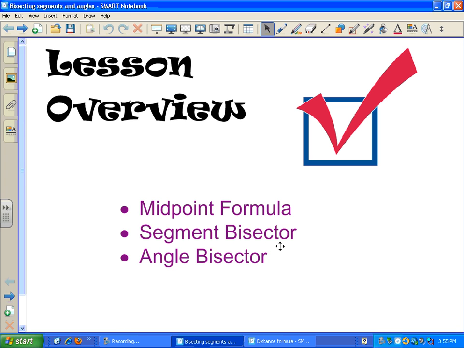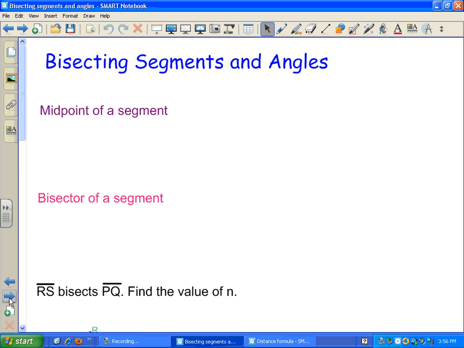In this lesson, we're going to look at the midpoint formula and what it means to be a segment bisector and an angle bisector. By the end of this lesson, you should be able to tell me or your facilitator the difference between a segment bisector and an angle bisector. So let's begin. First of all, the midpoint of a segment.